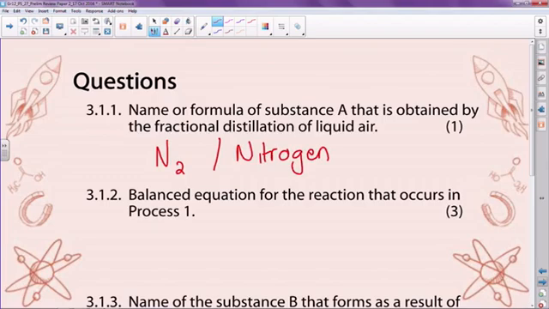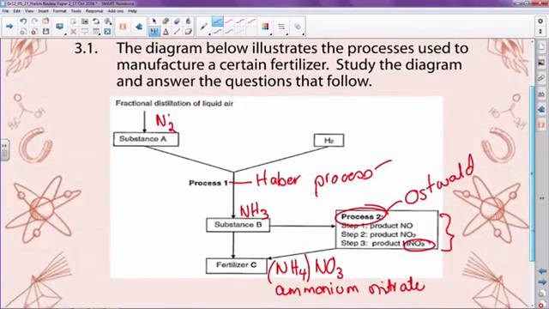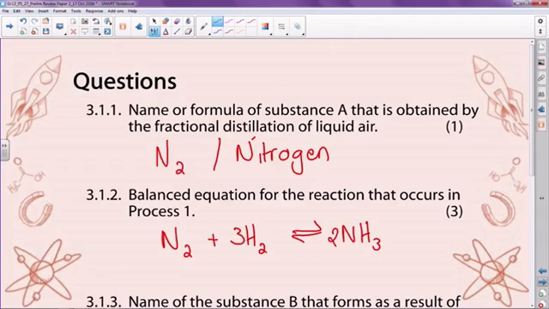Then they say, balanced equation for the reaction that occurs in process 1. So we go, what was process 1? Process 1 was the Haber process. Now I know already that I'm going to get nitrogen plus hydrogen, reversible reaction, gives me ammonia. It has to be balanced, so I know I've got to have a 2 and a 3. We don't worry about the catalyst in this one.